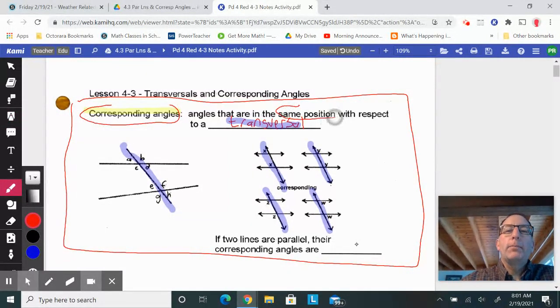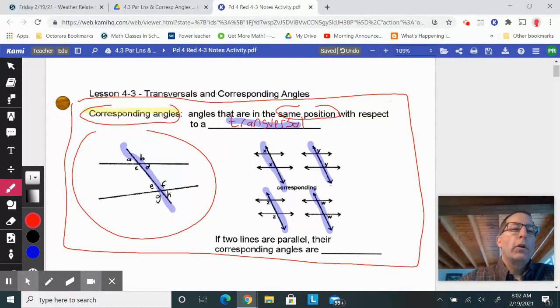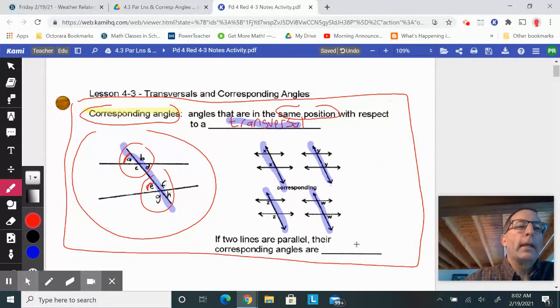Now, to be corresponding, they have to be in the same position. So there's two angles that kind of match up. If you look at the picture on the left, and you notice the transversal in blue, it's kind of purplish blue, it cuts through the other two lines. And even though those two lines aren't parallel, they still form 8 angles. Each intersection has 4 angles. And notice in the top intersection, the top left angle is angle A. So if you look at the second intersection, the top left angle is angle E. A and E are corresponding angles.